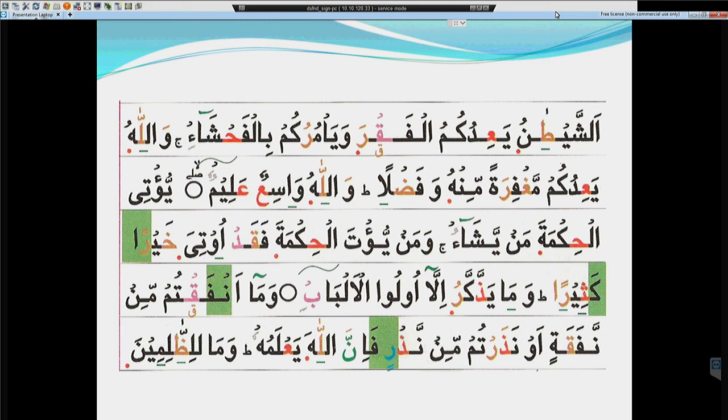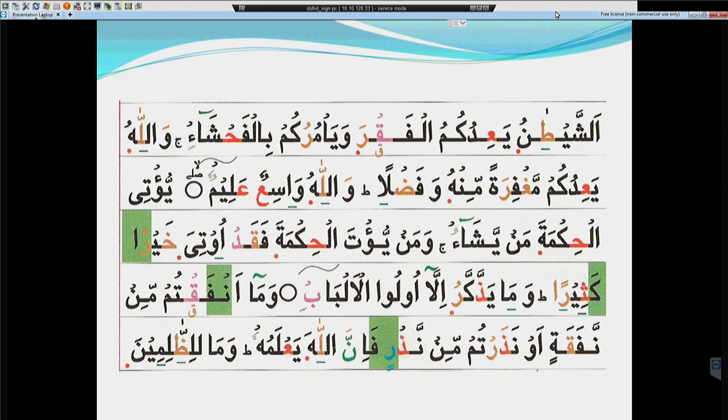ويأمركم بالفحشاء. So it's not highlighted in this slide, but after kum, bil fahsha, wa ya'murukum bil fahsha. So over here, what rule is this? There's a rule that's over here. Ikhfa mim sakin, mashallah. Ikhfa mim sakin is a mim sakin, after it there's a letter ba.